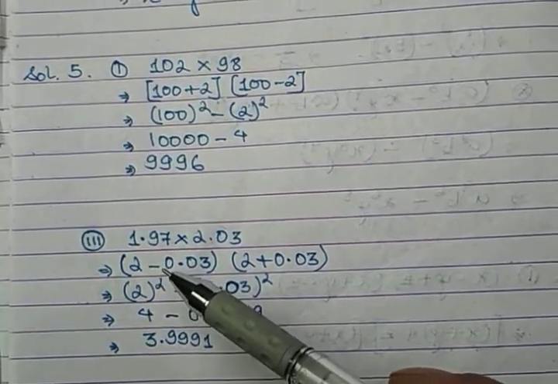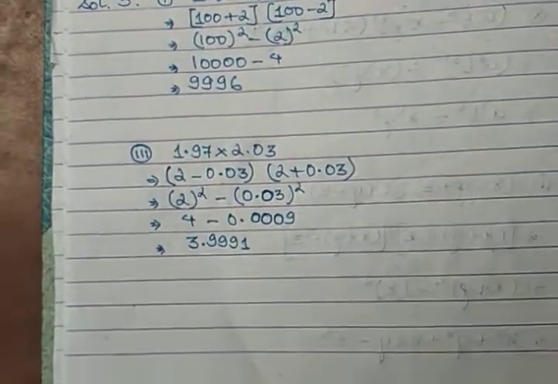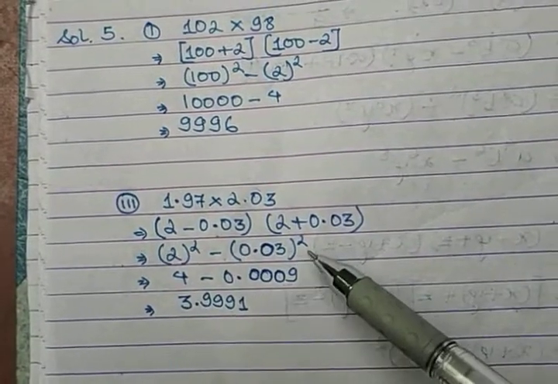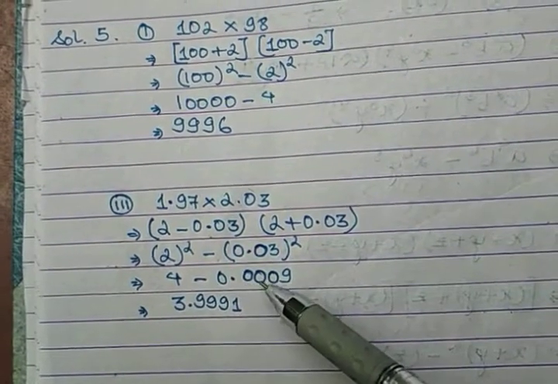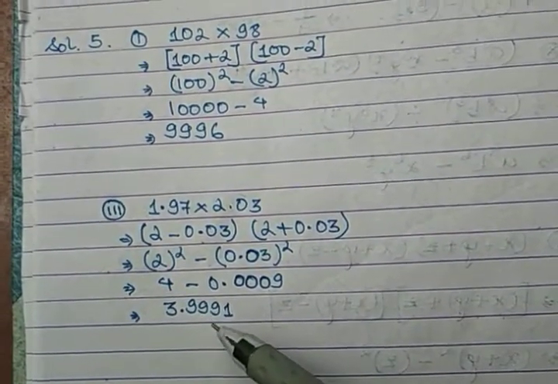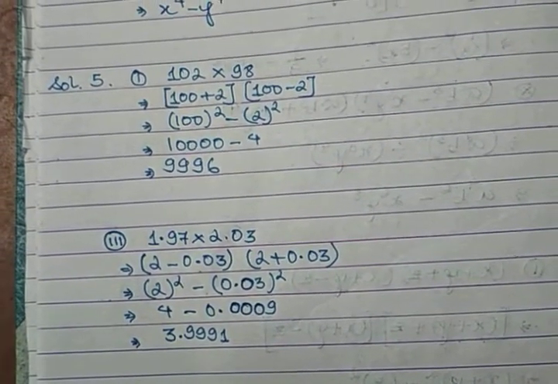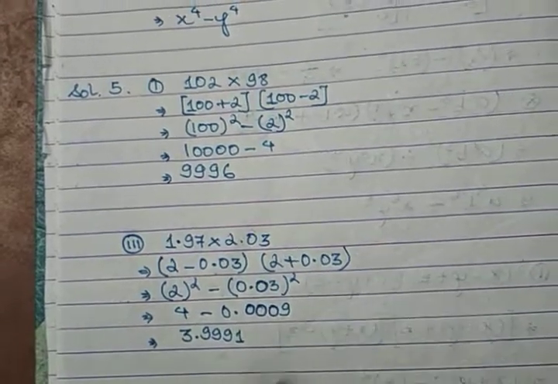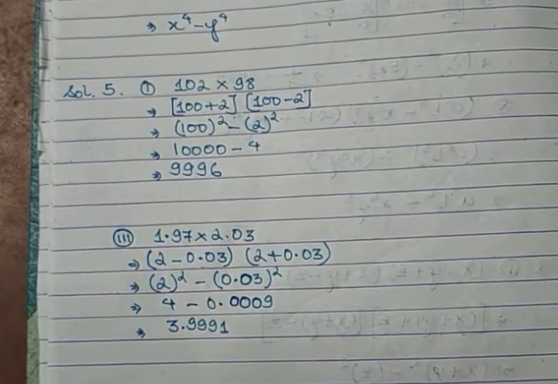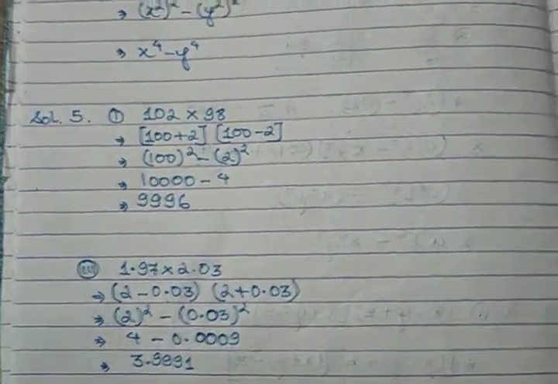So see, a minus b, a plus b, the first terms and the second terms are the same, so we know the expansion a square minus b square. That is why 2 square is 4 minus 0.03 square, which is 0.0009. Now when you subtract it, you will get 3.9991. I hope you kids have understood. If the decimal terms are a bit complicated for you, then please practice a few more sums. It will be easier for you after you practice.